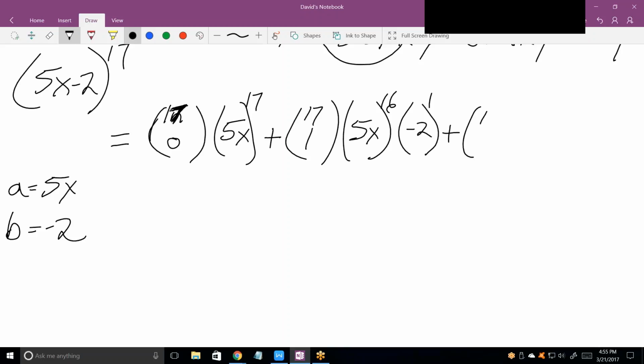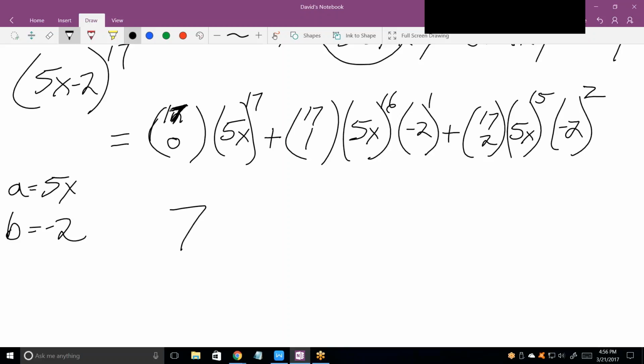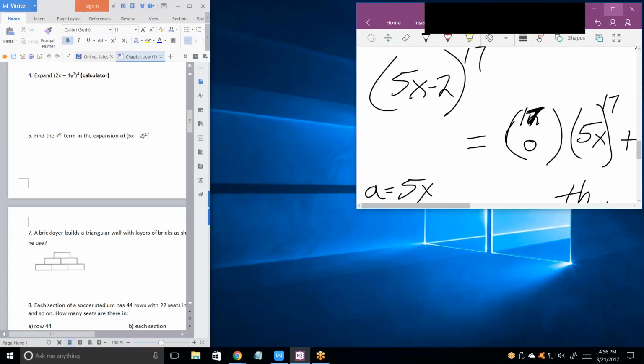17 choose 2, and then 5x to the 15th, and -2 to the second. That's 1, 2, 3. What's the seventh term? In other words, I'm not going to write the whole thing out. We don't need it all written out. All we need is the seventh term. That's all they ask about. Find the seventh term. That's the only thing they want.